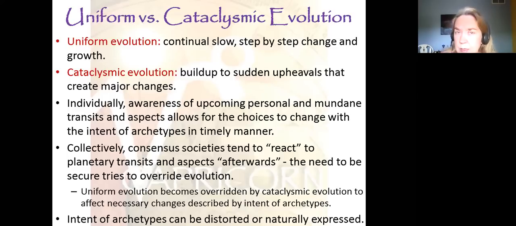I also just want to say, at the bottom of the screen here you can see the intent of the archetypes can be distorted or naturally expressed. We're not guaranteed with all the intensity over the next few years that we are literally going to make leaps of growth forward. It is going to be up to all of us individually and collectively and our free will choices in those regards as to how all of this turns out. We're going to explore a lot of the themes of what is up for change right now.